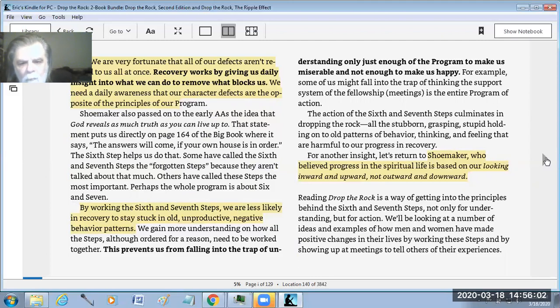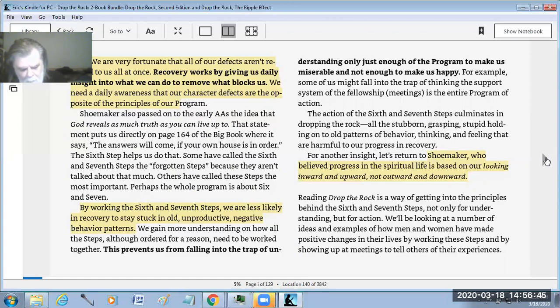Some have called the sixth and seventh steps the forgotten steps because they aren't talked about that much. Others have called these steps the most important. Perhaps the whole program is about 6 and 7. By working the 6 and 7 steps, we are less likely in recovery to stay stuck in old, unproductive, negative behavior patterns. We gain more understanding of how all the steps, although ordered for a reason, need to be worked together. This prevents us from falling into the trap of understanding only just enough of the program to make us miserable and not enough to make us happy.